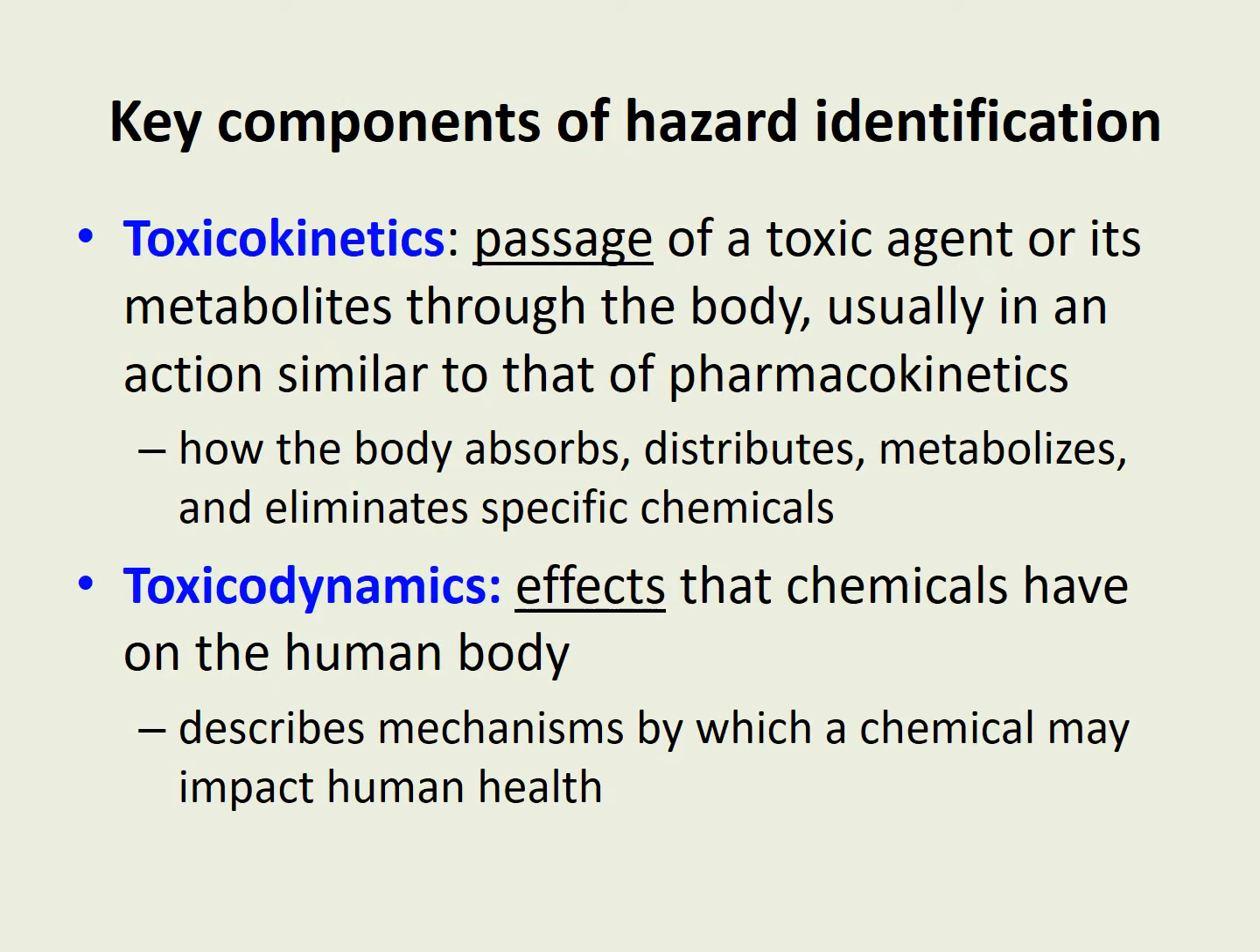There are 2 things that they generally will think of. One is toxicokinetics. So this is the passage of that toxic agent and its metabolites through the body. And there's also toxicodynamics. So these are the effects that these chemicals have on the human body.